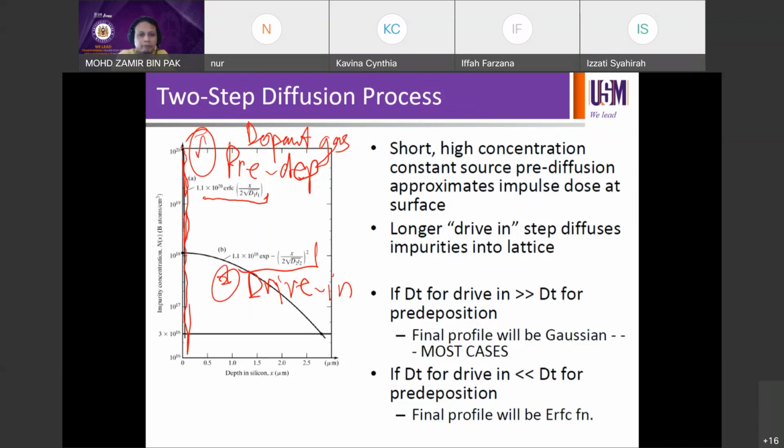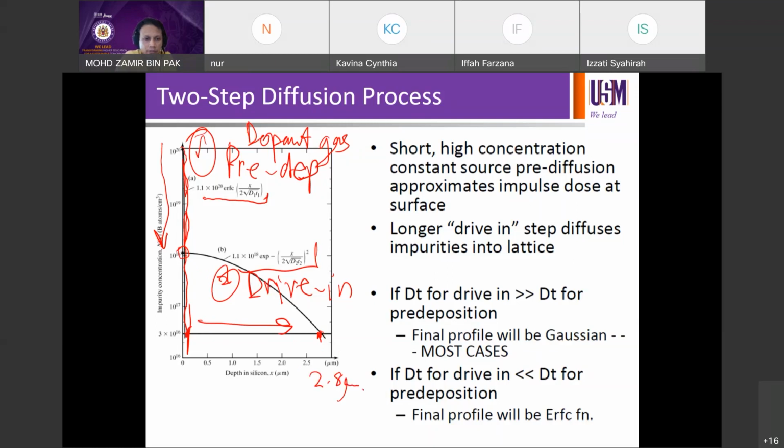So that's why when you do drive-in, you will notice that your peak concentration reduces from 10^20 to 10^18. So you are actually depleting what you have on the surface in order to drive them into the silicon. And when you do the drive-in, your depth increases. Okay, from here, say 0.1 perhaps. So now your junction depth is somewhere around 2.8.